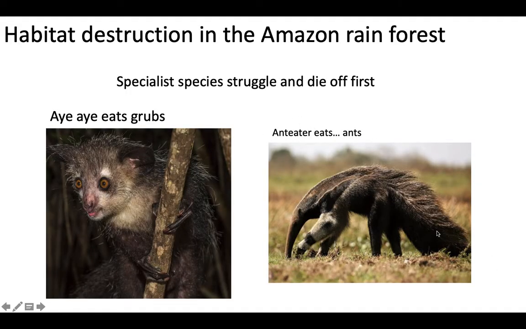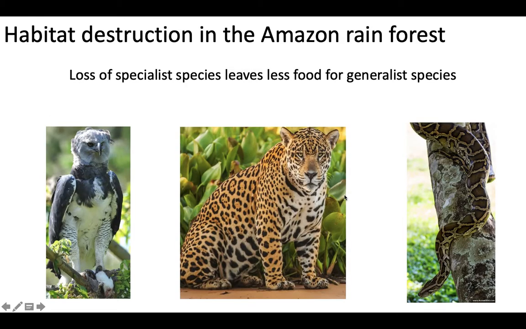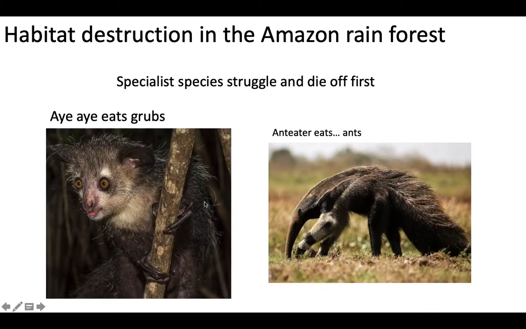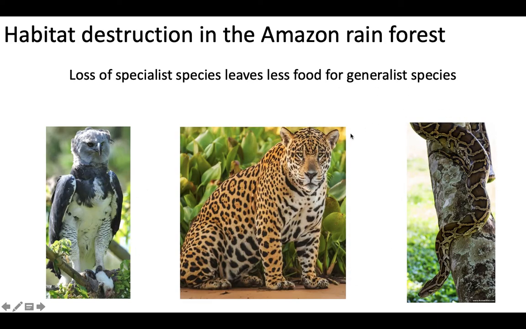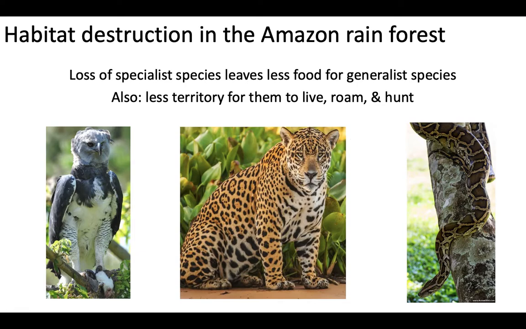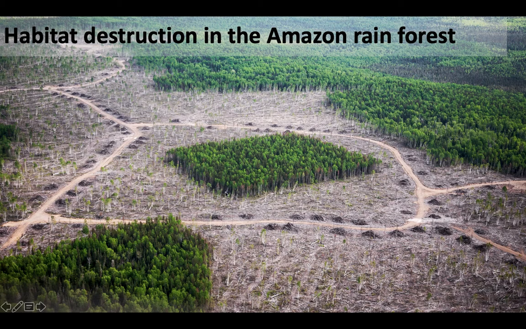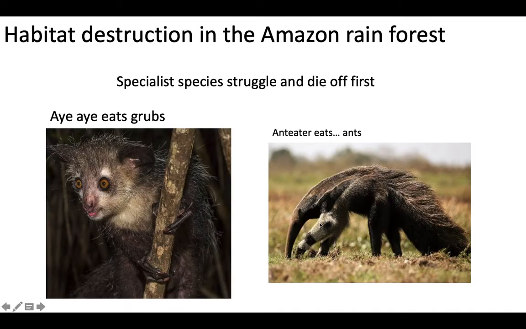But guess what? The organisms that eat these guys tend to be generalist species. And as we lose these specialists, that means less food for these generalist species. On top of that, they're also going to have less territory, much like the specialists, for them to live, roam, and hunt. And these organisms require a lot of territory. I don't know for sure, but I imagine, let's say an anteater can survive in this amount of space for its whole life. A jaguar, a boa constrictor, or a hawk is going to require probably 10 times that. The reason is the energy loss that we see with each trophic level. They need to be able to eat a lot more anteaters than an anteater needs to eat ants.